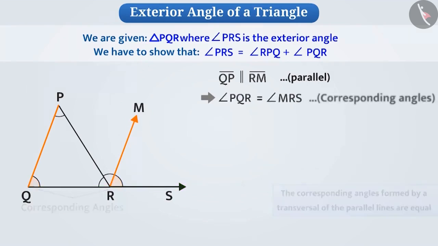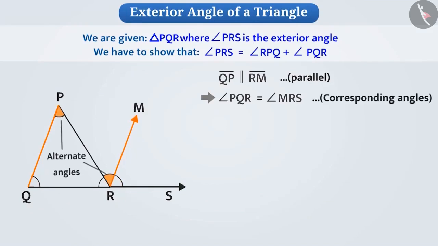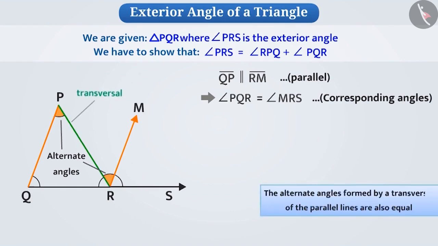Similarly, here angle RPQ and angle PRM are alternate angles, and the alternate angles formed by a transversal of parallel lines are also equal. So, angle RPQ is equal to angle PRM.